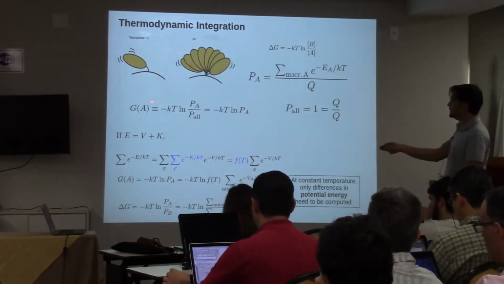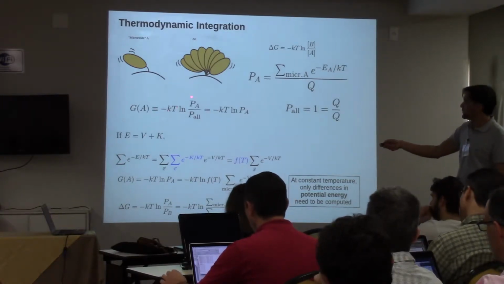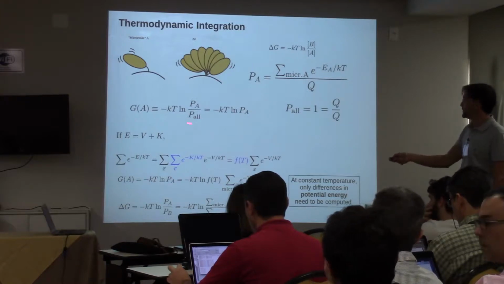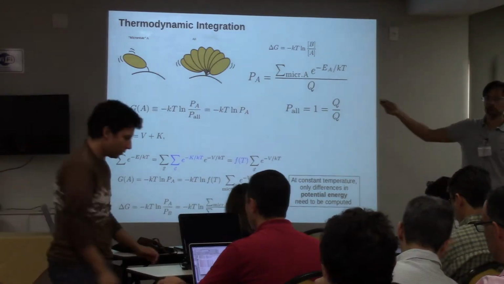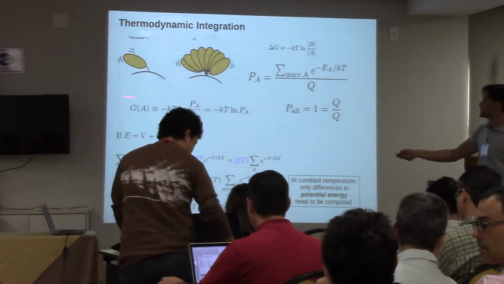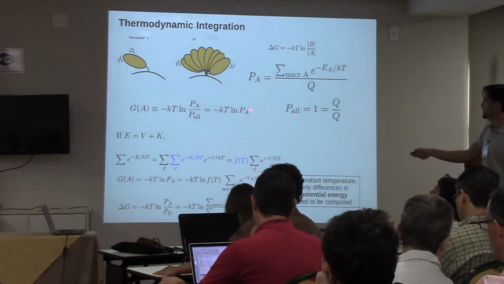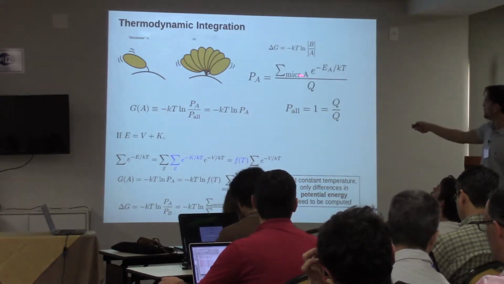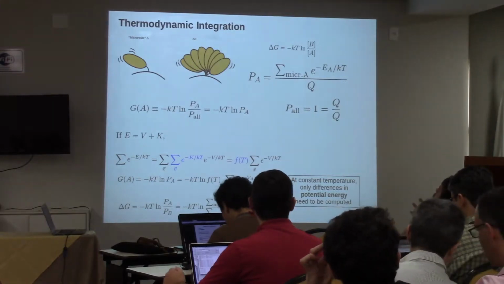So we define here the free energy of state A as minus kT, the logarithm of the probability of state A divided by the probability of observing anything. The probability of observing anything is 1. So this is just a definition that we will use along the talk. So the free energy of state A will be defined as minus kT, the logarithm of the probability of state A, and the probability of state A, we must always recall, is the sum over microstates of the exponential of the energy of these states.